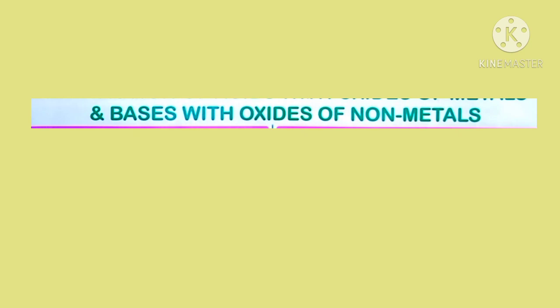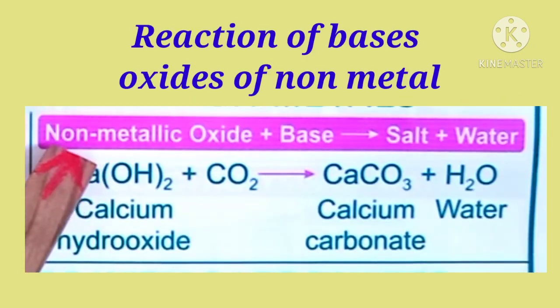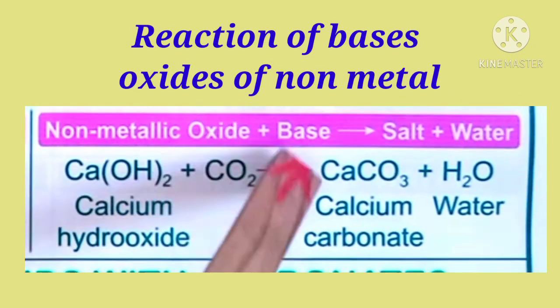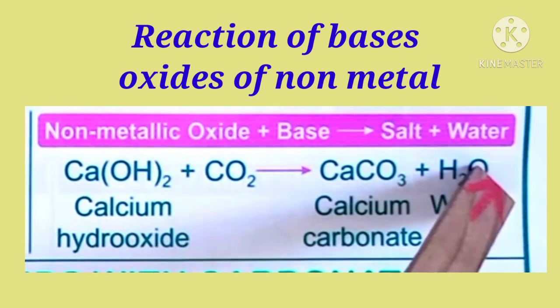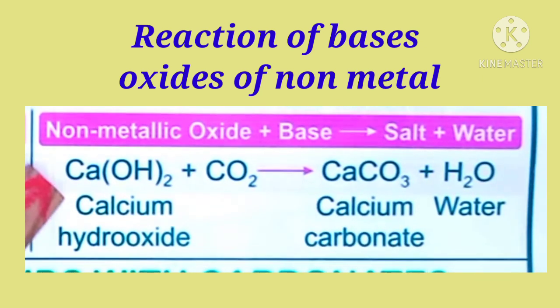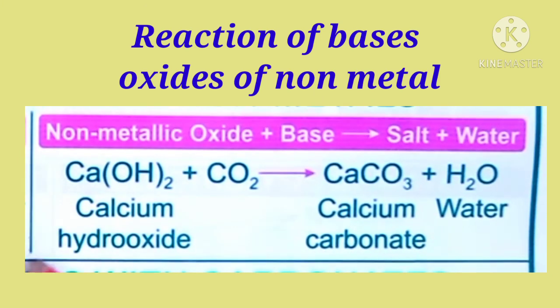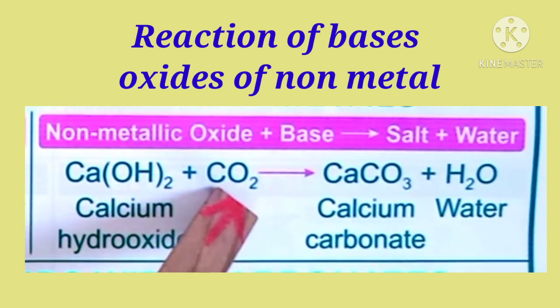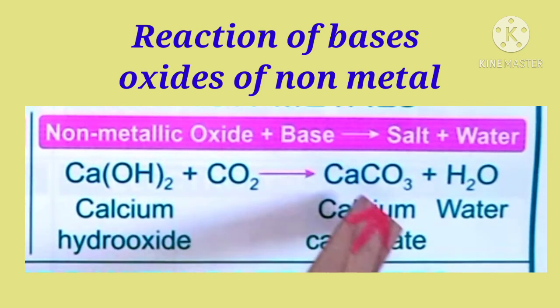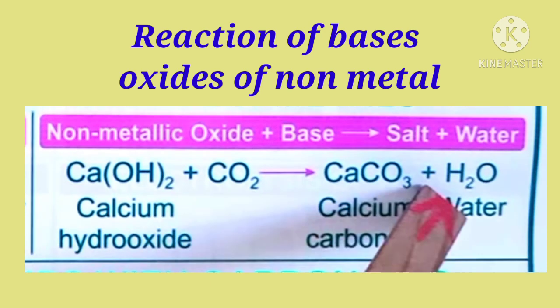Now let's see the reaction of base with oxides of non-metal. Non-metallic oxide plus base forms salt and water. Recall, non-metallic oxides are acidic in nature. For example, Ca(OH)2, calcium hydroxide, reacts with CO2, and it is going to form CaCO3, calcium carbonate, and water.